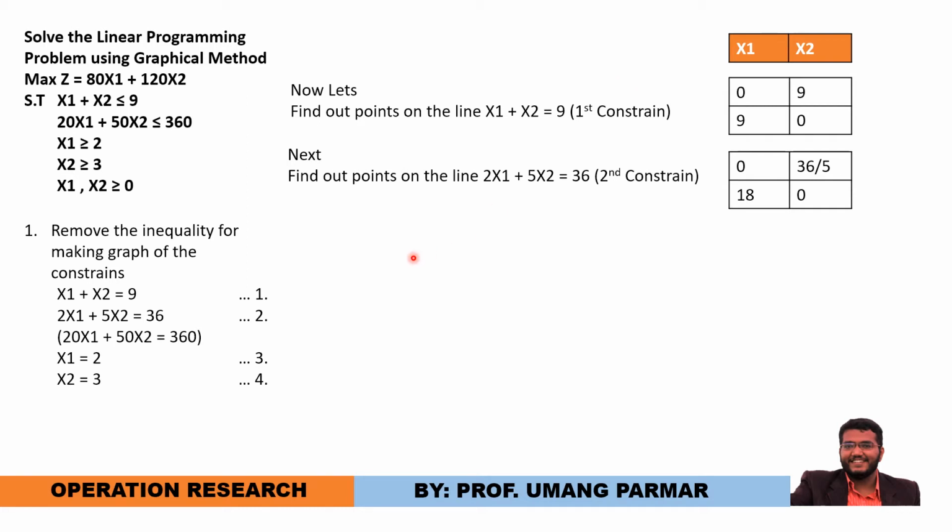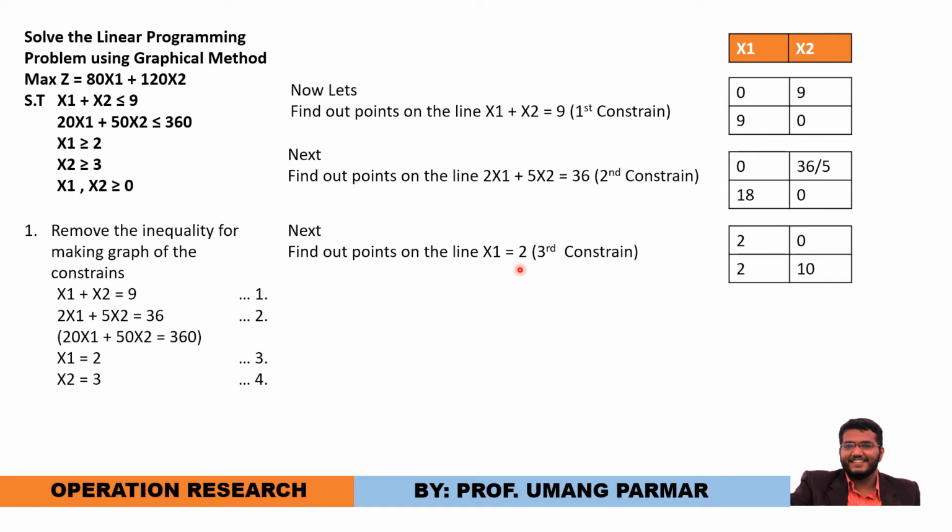Let's go back to our third constraint. In the third constraint, it is mentioned that the x1 value is fixed, and that fixed value is 2, so x1 is equal to 2. So we can say that we are having a vertical line because our x value is fixed. So I am just taking two random points. The first one is (2, 0) and the second point is (2, 10), so that I can build the line. Same way, when I am taking x2 equals 3, x2 will be on the y-axis.